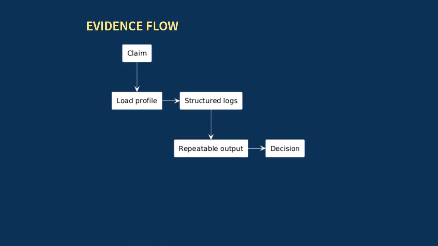A claim about behavior needs a chain of evidence: claim, load profile, structured logs, repeatable output, then a decision. What makes the evidence strong enough to trust? A reviewer should be able to reconstruct what load was applied, what the system recorded, what repeated, and what changed after the response.